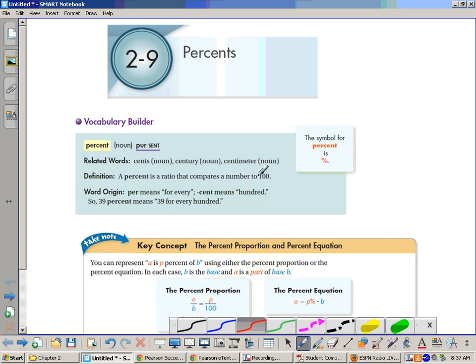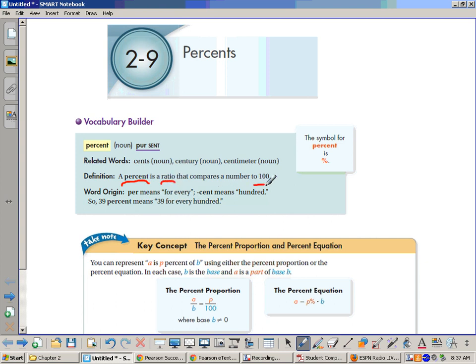First thing we're going to talk about is a percent is a ratio. Ratio is nothing more than a fraction that compares a number to 100. So anytime we're dealing with a percent, here's the symbol for percent, we're going to be comparing it to the number 100. So in this example, 39% really means 39 for every 100. That would be written as a fraction or a ratio, 39 over 100, which is equivalent to 39%, which some of you have written as a decimal of 0.39. So all three of these mean the same thing.